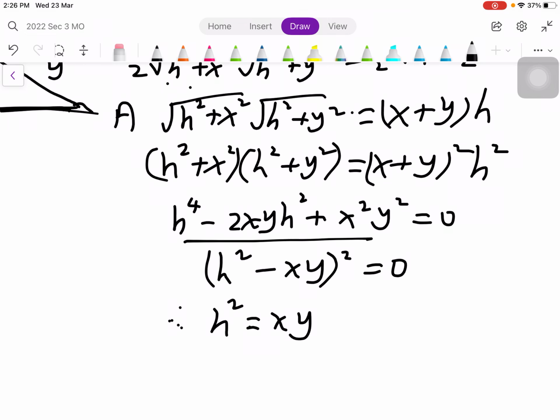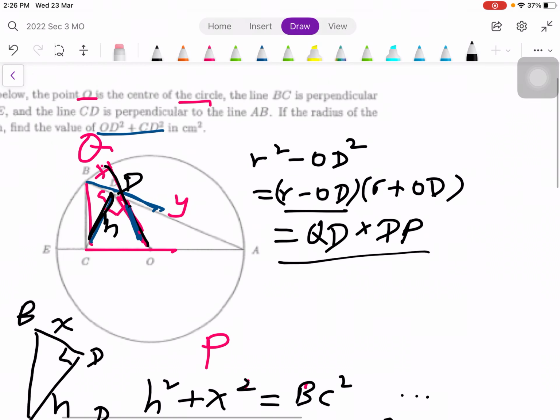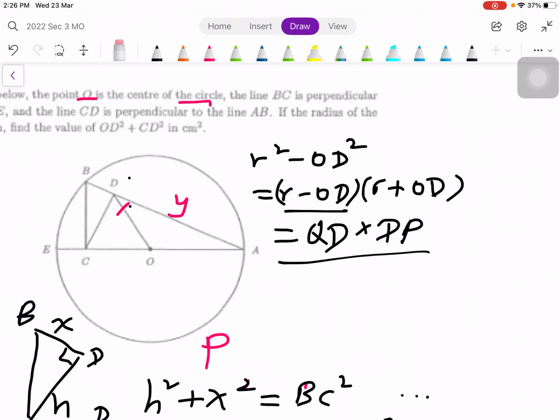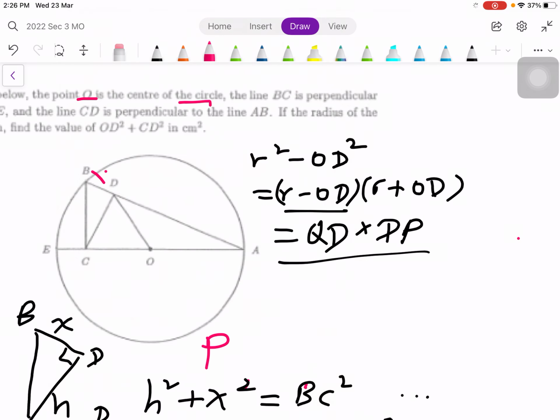Then after that, I need to introduce the intersecting chord theorem. Therefore, let me clean this part off. I just want to highlight to you that BD is x, and then your DA is y. Remember just now I drew one line all the way, this is P, and there's a Q here, right?